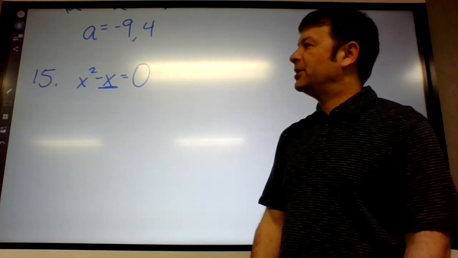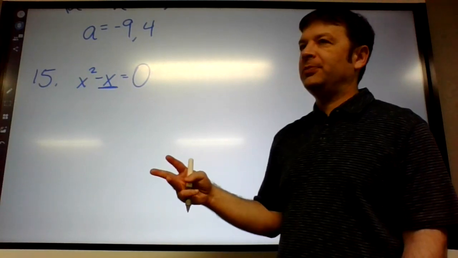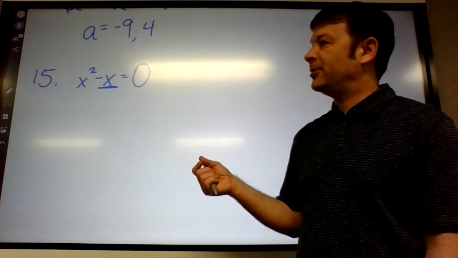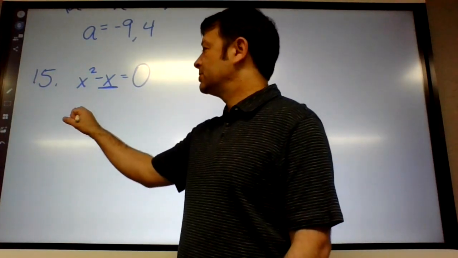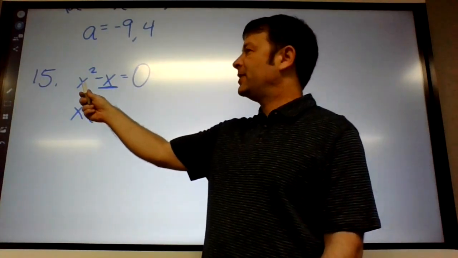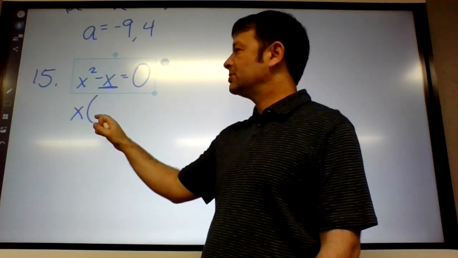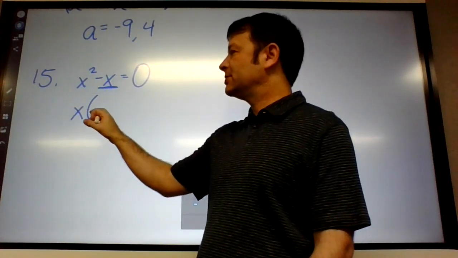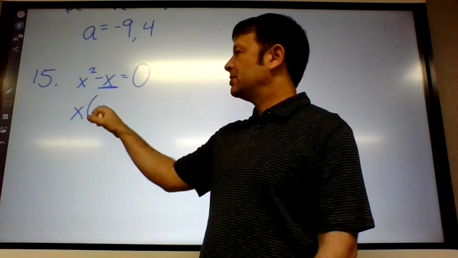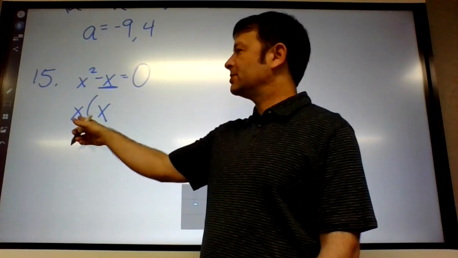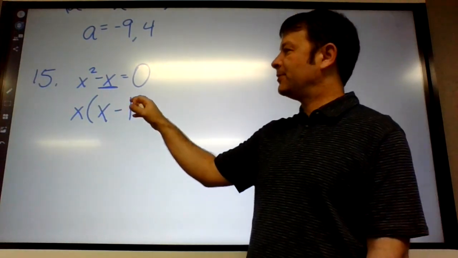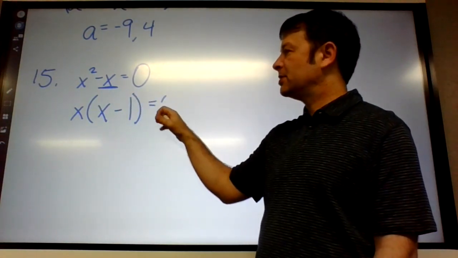Okay, this is not 3-term, it's not a square minus a square, this is take stuff out. What can we take out of both of those? X. So we put that on the front of the parentheses, and then what's left if I divide both of these by x? X squared divided by x? X divided by x? Anything divided by itself is 1.